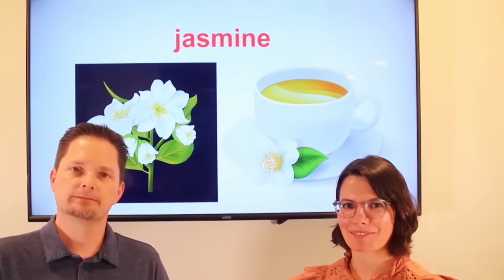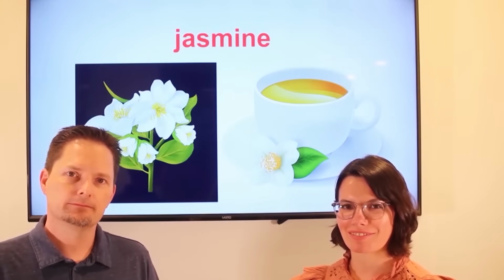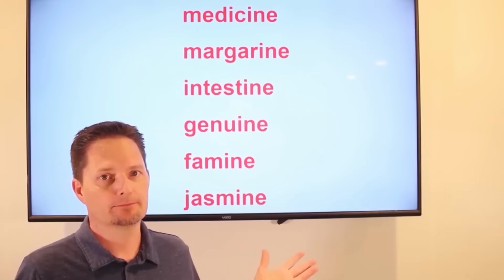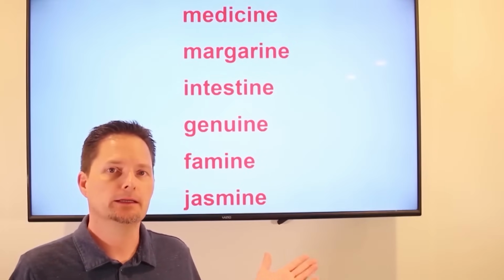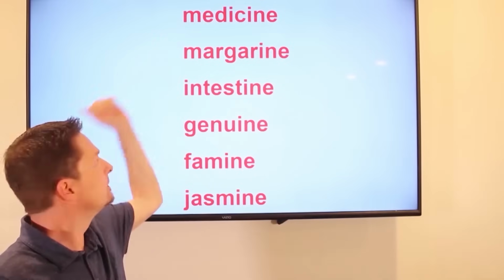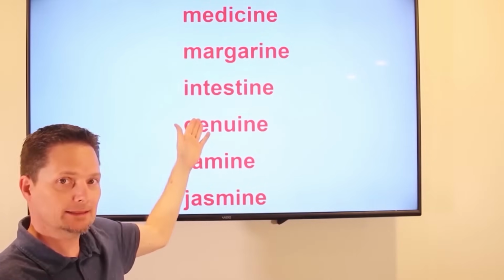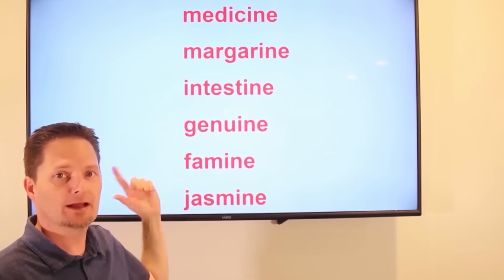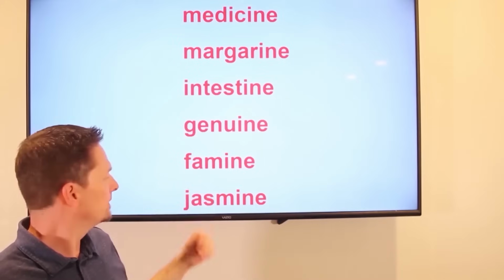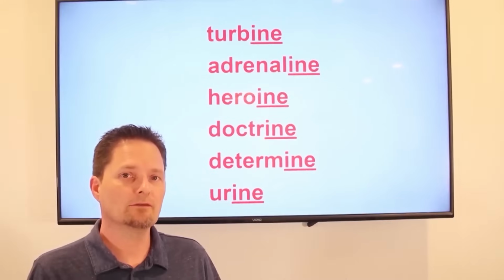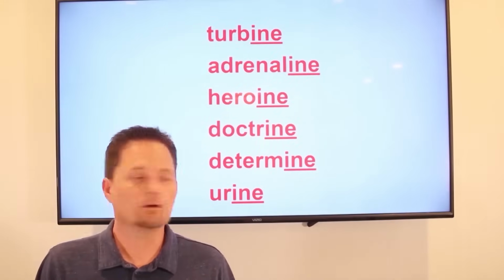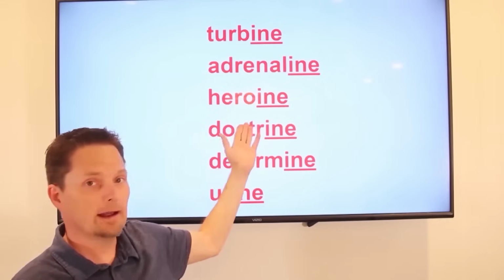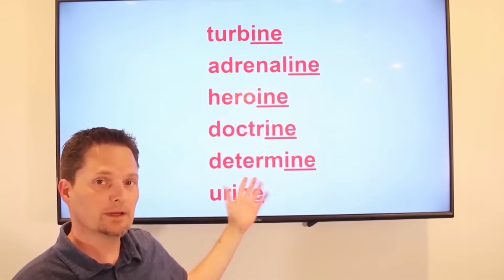Does she like jasmine tea? Very good. So remember these special words ending with ine. We pronounce them all the same, in. Remember, medicine, margarine, intestine or intestines, more than one, genuine, famine. Remember, it's countable, a famine, and jasmine. So all of these words are pronounced with the in sound for the ine. Turban, adrenaline, heroin, doctrine, determine, and urine.